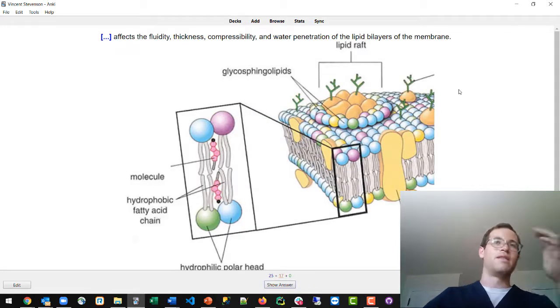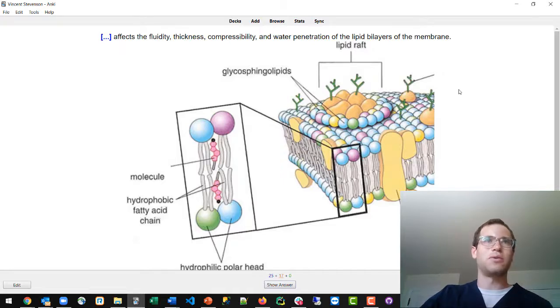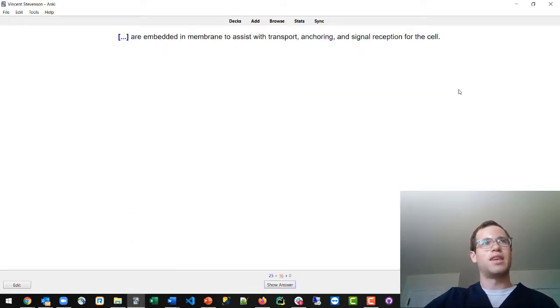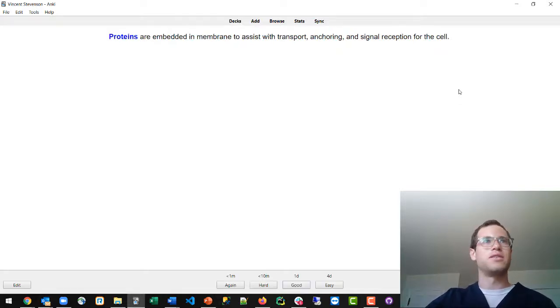And so again, talking about cholesterol, we have cholesterol, which affects the fluidity, thickness, compressibility, and water penetration of the lipid bilayers of our membrane. And then we embed proteins into our cell to help with transport, anchoring, and cell signal reception.